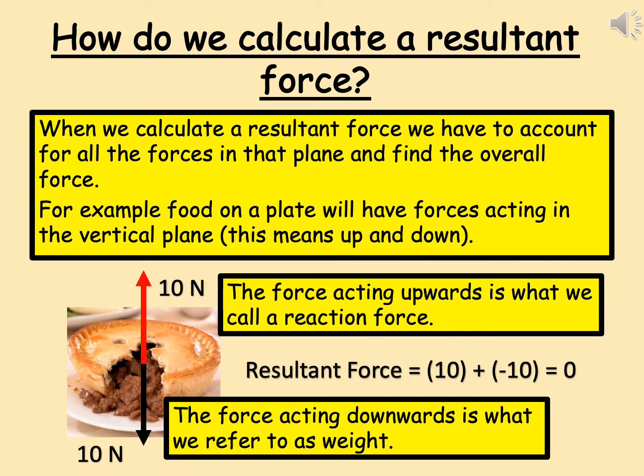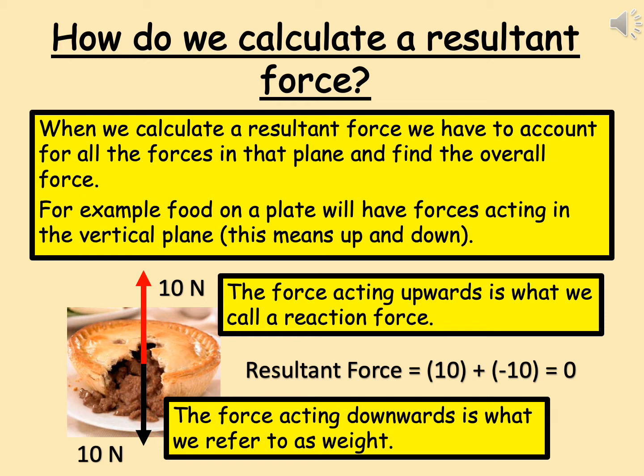Okay, so now we know how to represent forces as a diagram, turn it into a free body diagram. We need to understand how to actually calculate our resultant forces. Before we can do that, we need to understand what a resultant force is. A resultant force is basically the overall force that is acting on an object. Now, we have certain planes for this, so vertical forces can be summed up and horizontal forces can be summed up. This just means up and down and side to side.